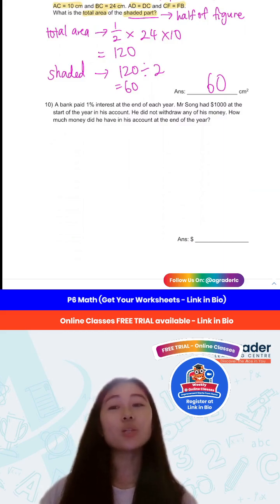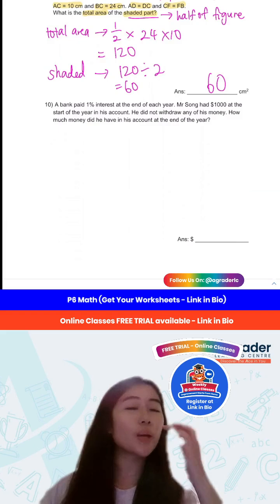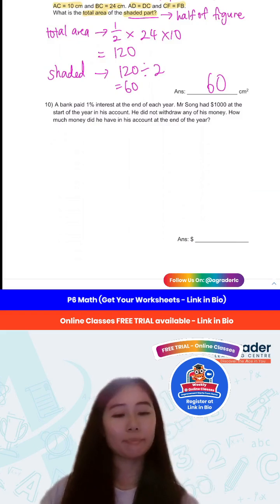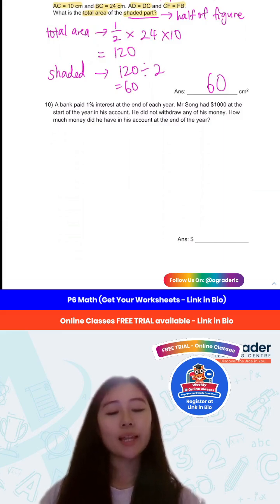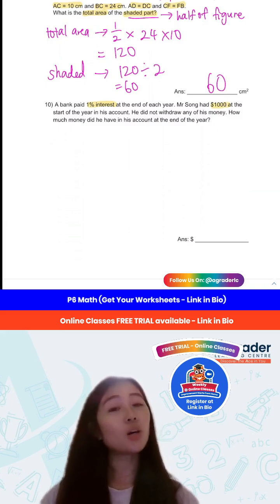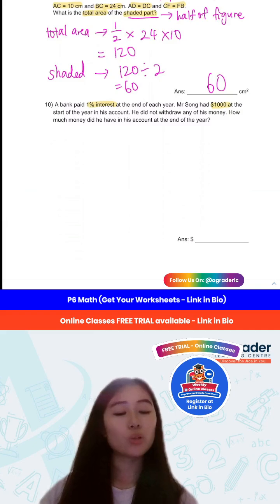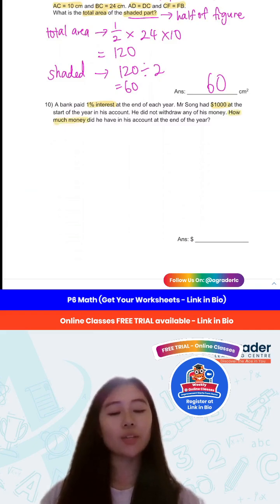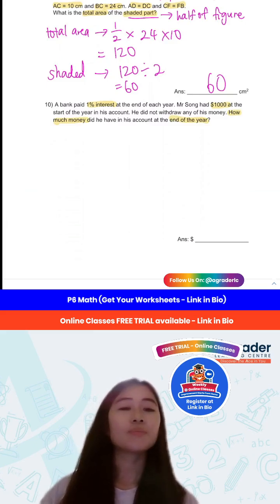Okay, let's do the next question. Just three more questions, then we can have our Kahoot. So the next question says a bank paid 1% interest at the end of each year. Mr. Song had $1,000 at the start of the year. He did not withdraw any of his money. How much money did he have in his account at the end of the year? Let me know your answers.